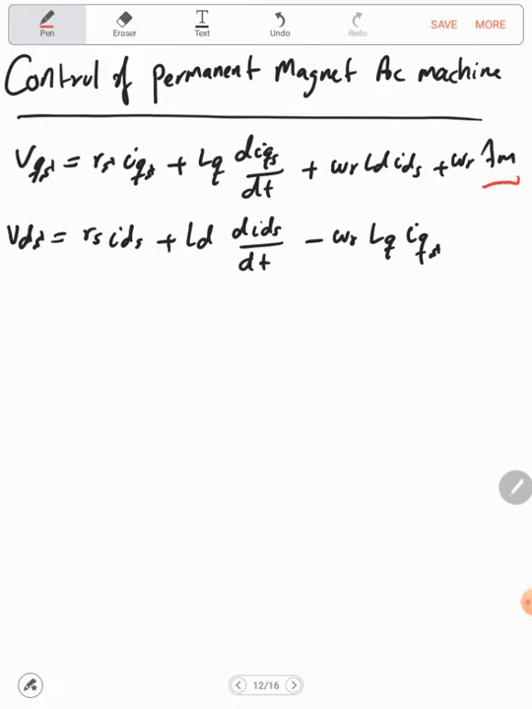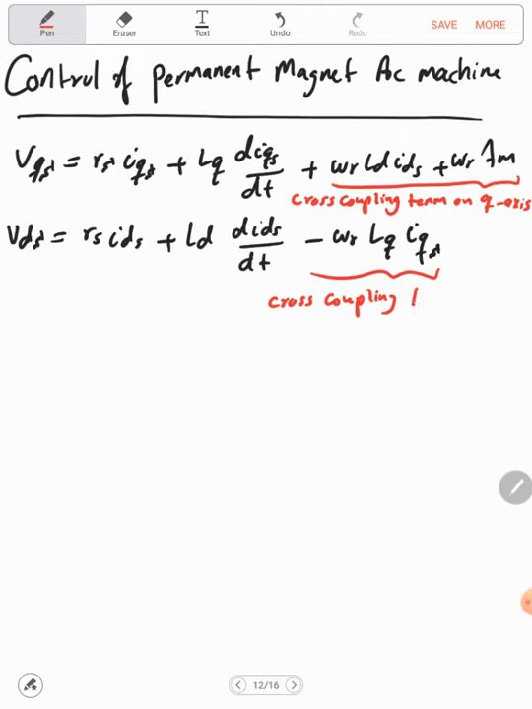Now here we have cross coupling terms. So here we have the cross coupling term on the Q-axis, and here we have the cross coupling term on the D-axis. Those terms are the interaction between the D and the Q-axis.